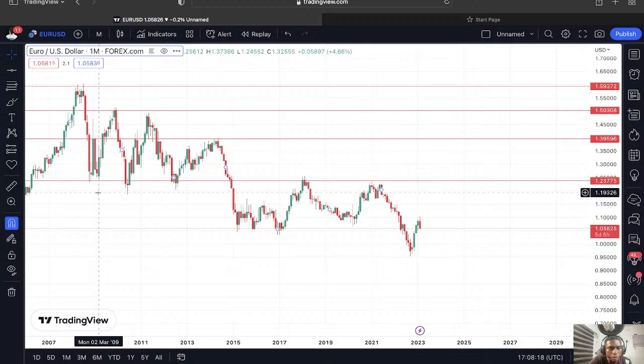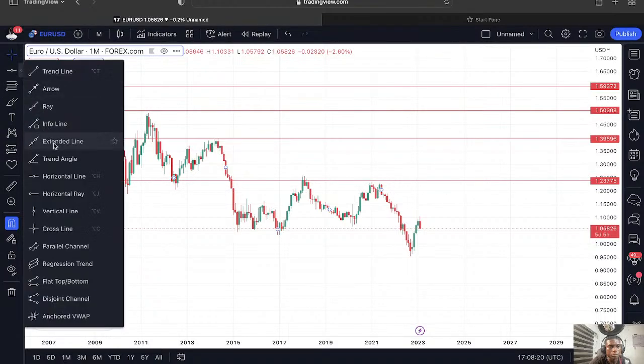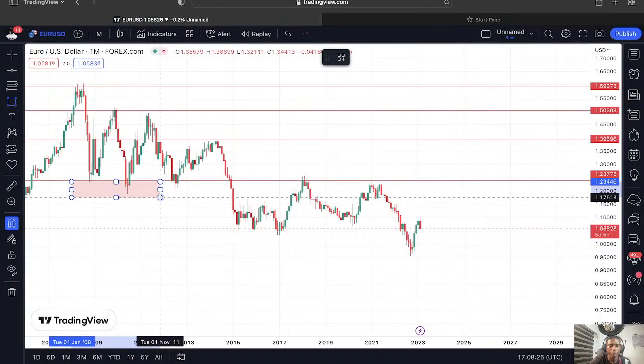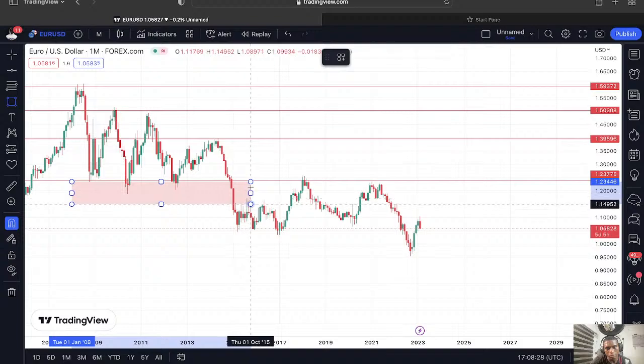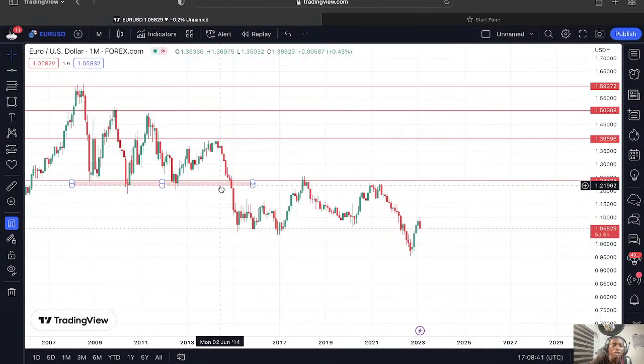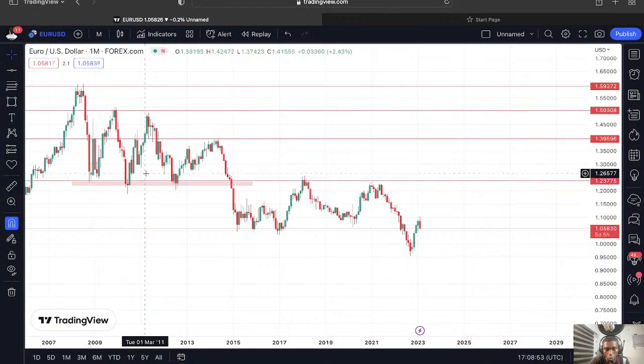So if you look at this level here, look at this level here. It prevented price from falling further. It prevented price from falling further here as well. So this level becomes what? A support level. This level becomes what? A support level. And that is a very, very important level to watch.